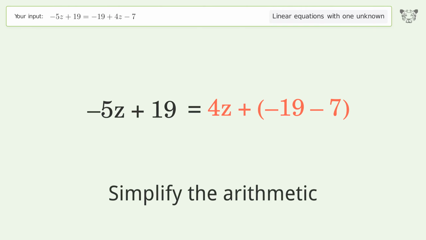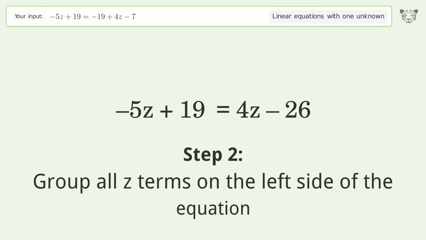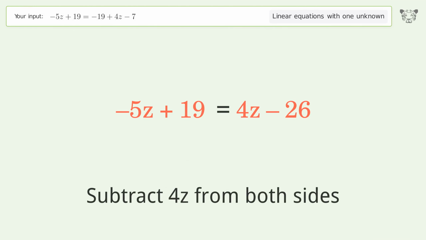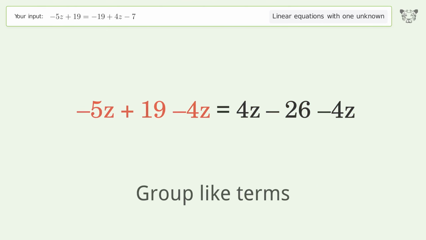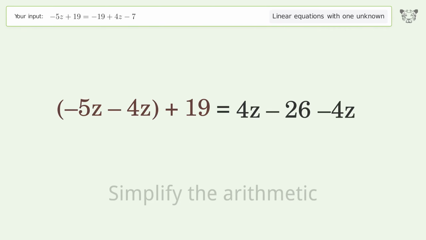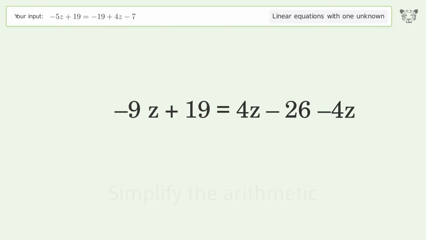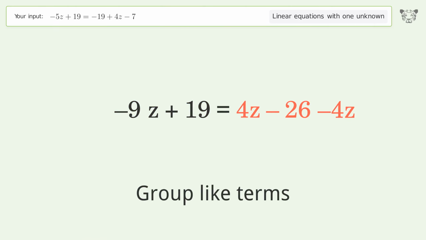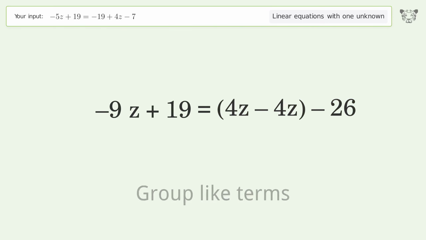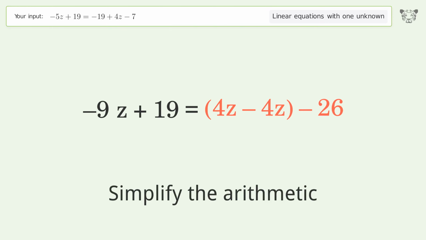Simplify the arithmetic. Group all z terms on the left side of the equation. Subtract 4z from both sides. Group like terms. Simplify the arithmetic. Group like terms. Simplify the arithmetic.